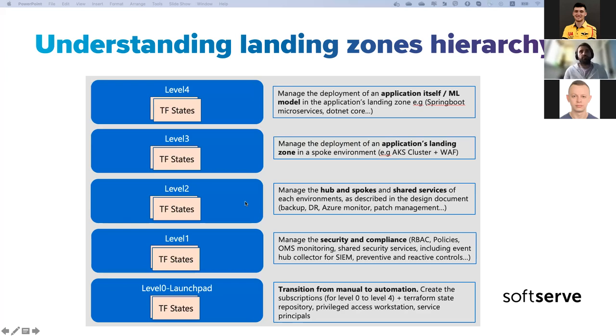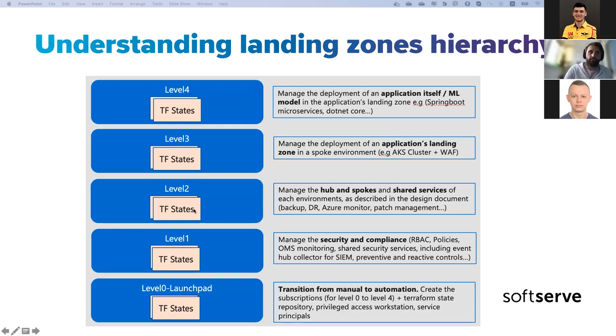Level two is more about connectivity, and it is responsible for the network part and shared services. So there are two areas of responsibility for level two. It could be applied to a connectivity subscription and to a management subscription. If we are talking about a blueprint for the network part, then in the network part we are creating a hub network, we are creating DNS, we are creating a firewall and configuring it. And for shared services, this is backup, disaster recovery, monitoring, log analytics and application insights, and so on.